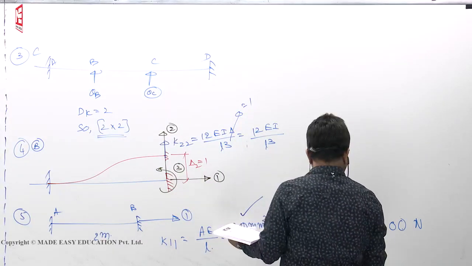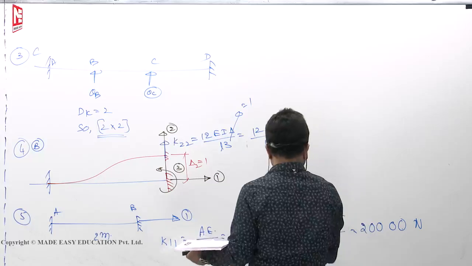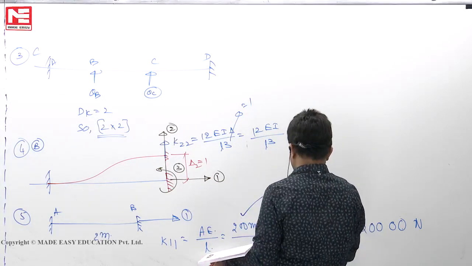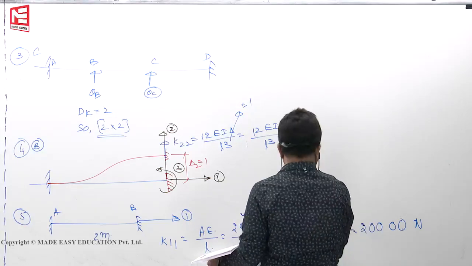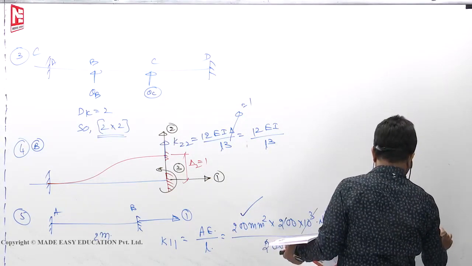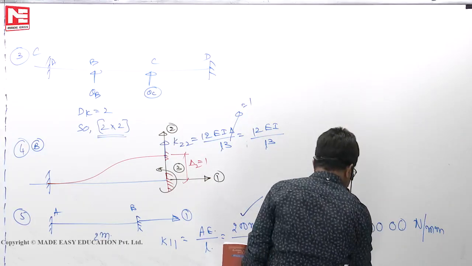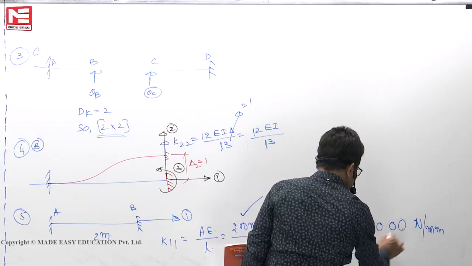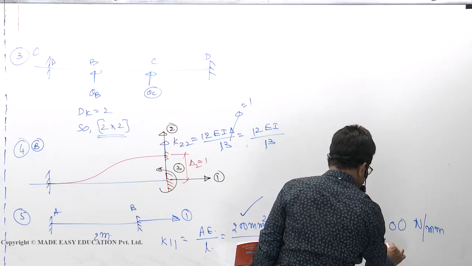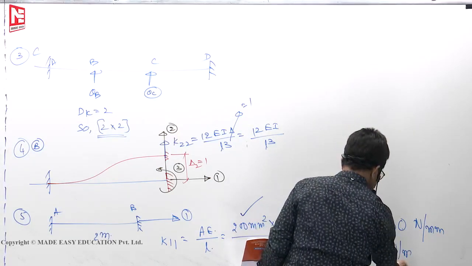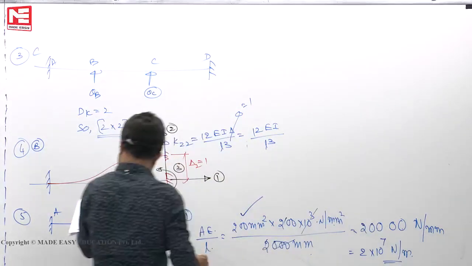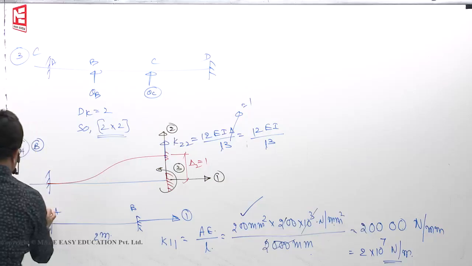Now 2000, these are gone. 3 zeros gone. 2 is also gone. 1, 2, 3, 4. So 2 into 10 to the power of 4 Newtons per mm, everything is in mm. So if you convert into meters, you have to add another 3 zeros. 2 into 10 to the power of 7 Newtons per meter. So fifth one, B is the option.